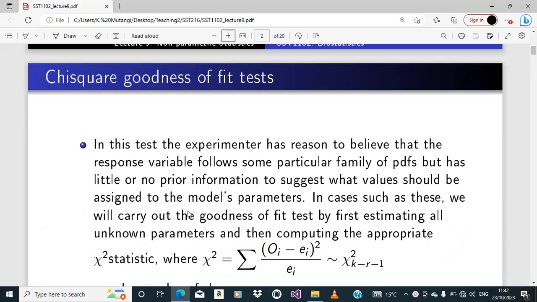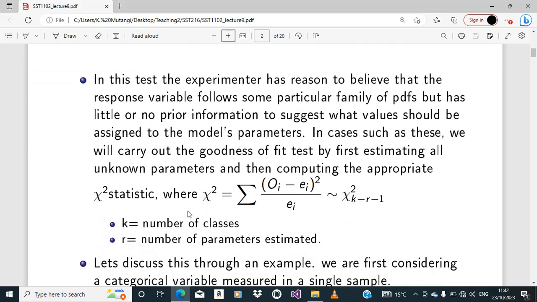Under the goodness of fit test, the experimenter has reason to believe that the response variable follows some particular family of PDFs, probability distribution functions. That's what we mean by PDFs. But there is little or no prior information to suggest what values should be assigned to the model's parameters, right? In cases such as these, we'll carry out the goodness of fit test by first estimating all unknown parameters and then computing the required chi-squared test statistic.